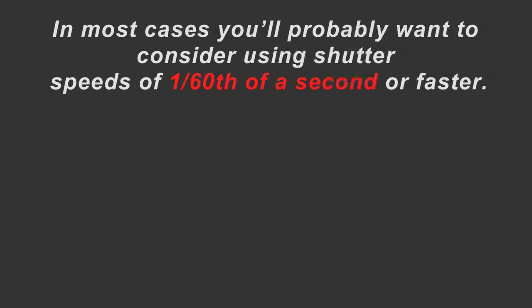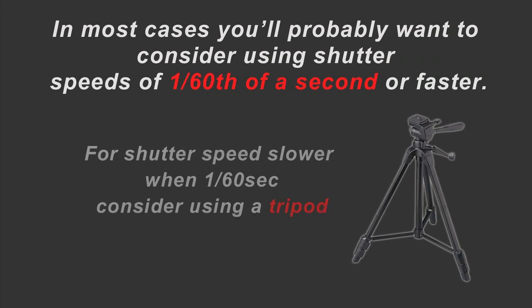In most cases, you'll probably want to consider using a shutter speed of 1/60th of a second or faster. If you are using a shutter speed slower than 1/60th of a second and hand holding the camera, you're risking camera shake, and your image won't be as sharp as you might want it to be. For shutter speeds slower than 1/60th of a second, consider using a tripod. Of course, some people can handhold the camera more steadily than others.